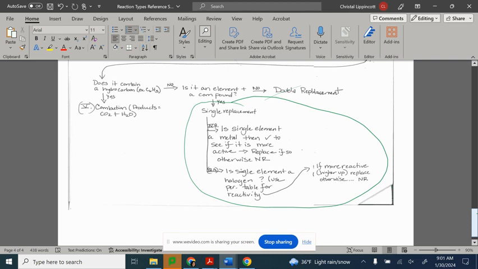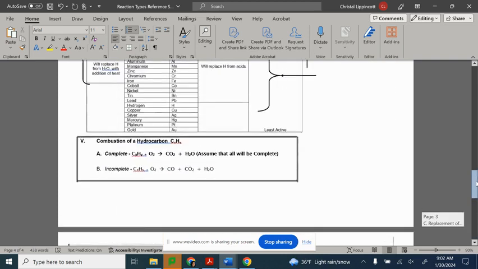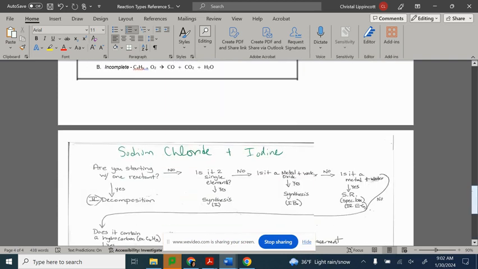Is the single element a halogen? Is iodine a halogen? Yes. If more reactive, higher up on the periodic table, then replace, otherwise no reaction. So is iodine higher on the periodic table than chlorine? No. Then what do we write down? No reaction. Do you see how the flow chart works?